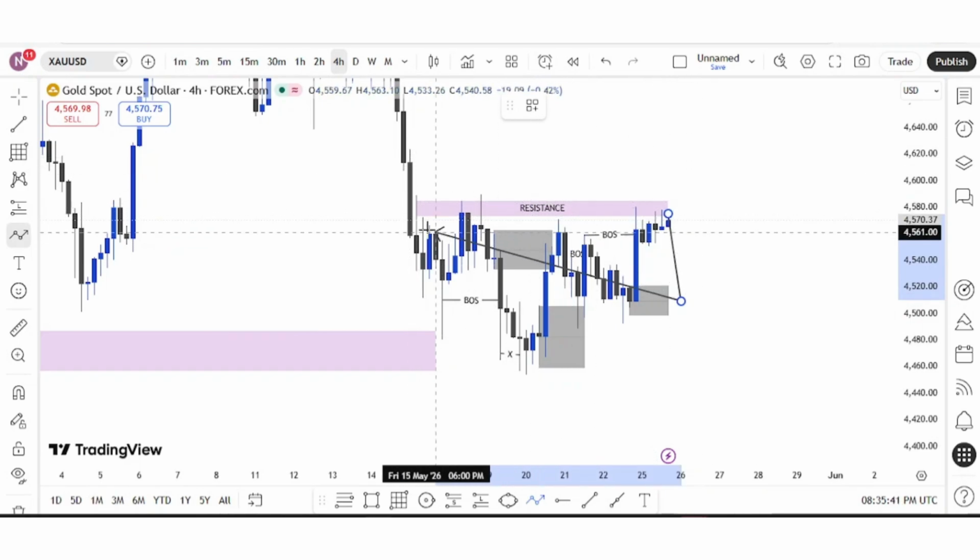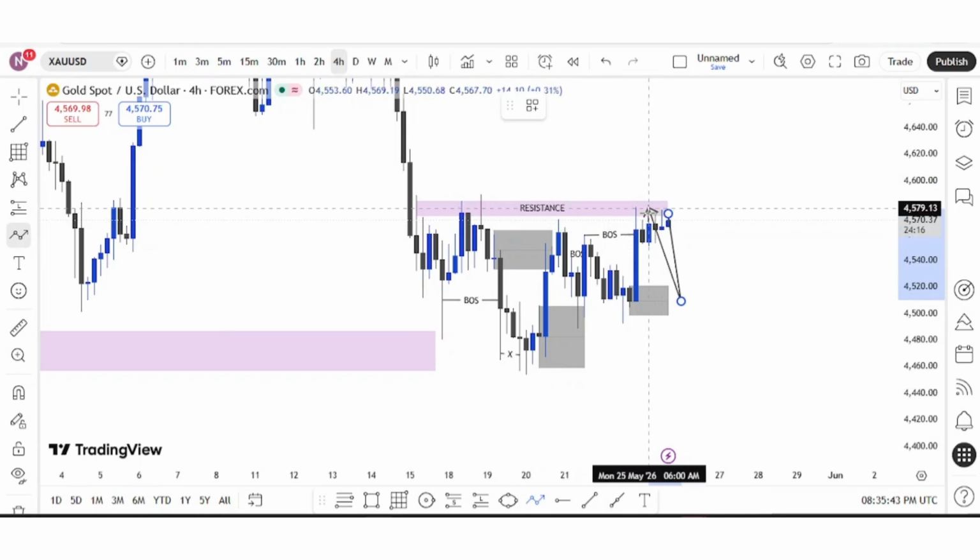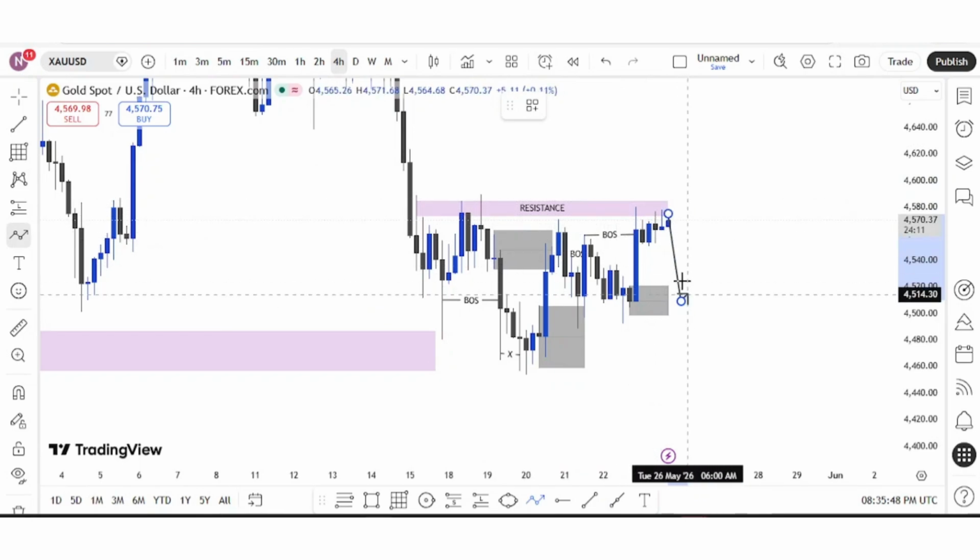But seeing the reaction from this resistance level, we've seen multiple rejections. So what are we expecting? We're expecting price to send the price back to this order block to mitigate this order block. But if the sellers are in the market, if the selling pressure from this resistance level is high, it can actually violate this order block.